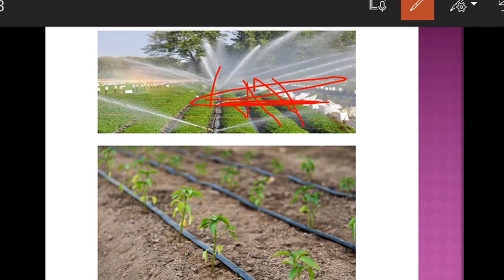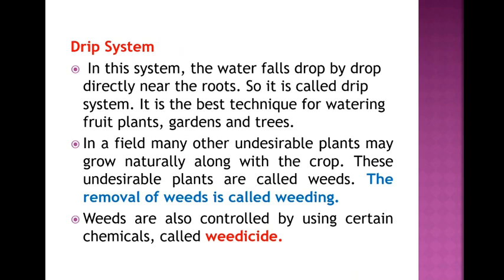Just look at the next modern method, that is the drip system. In this system, the water falls drop by drop directly near the roots. So it is called the drip system. It is the best technique for watering fruit plants, gardens and trees. Just look at the image of the drip system.